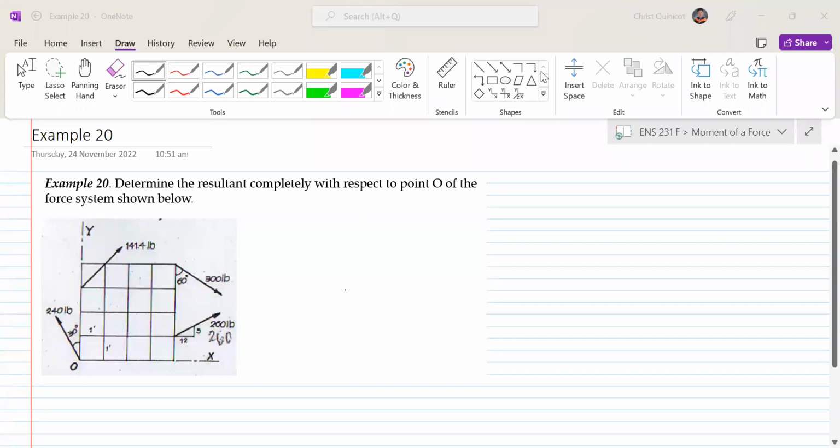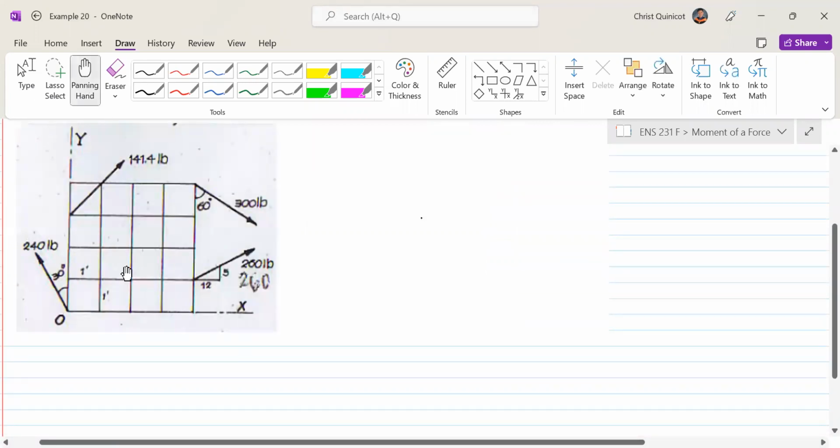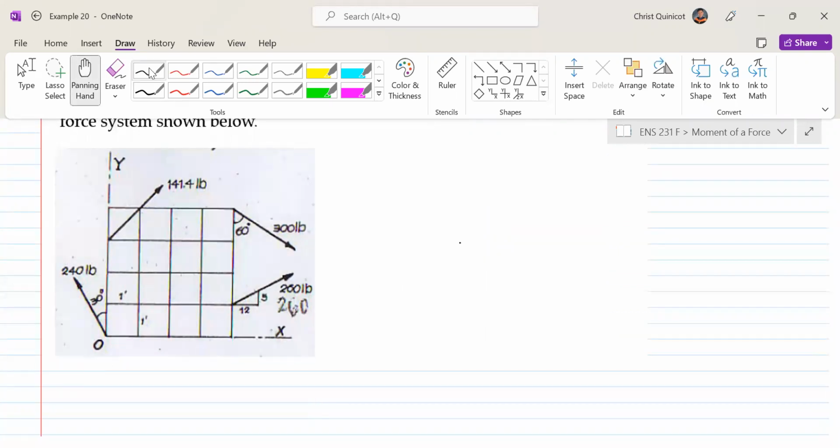Example 20. Determine the resultant completely with respect to point O of the force system shown below. So it means you just have to find the resultant force and its distance from point O. Okay, if you can observe, it's not the usual example we have. It is provided in boxes, right? And the length of each cell here is 1 feet, right?